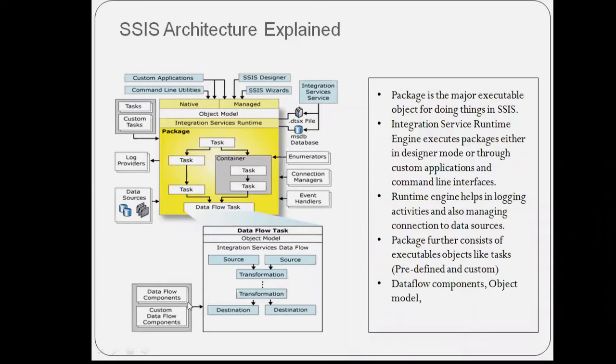Here it shows the components in the data flow task. So what are the components? You have sources, transformations, and destinations. These are the minimum components available in a data flow task.